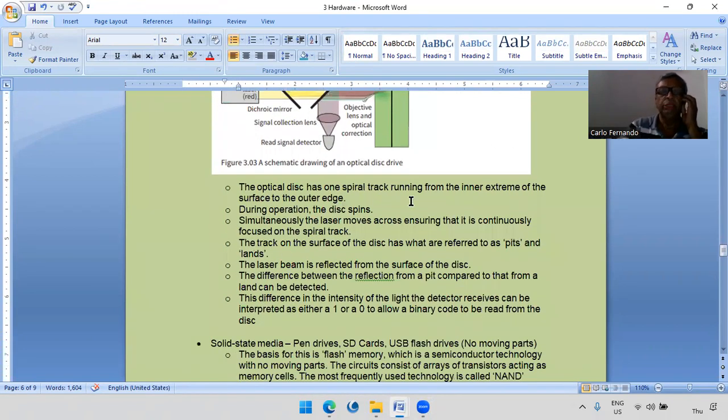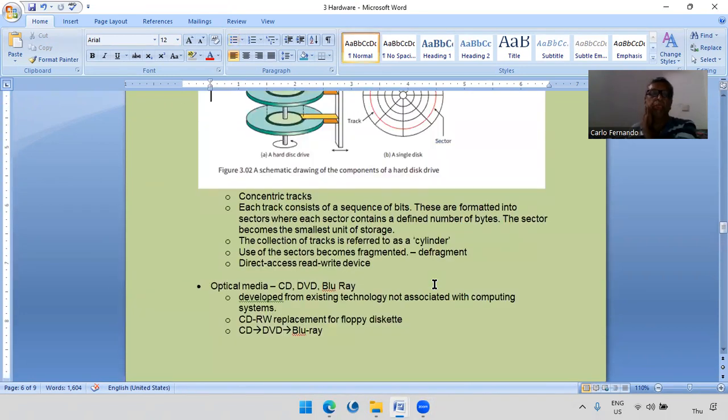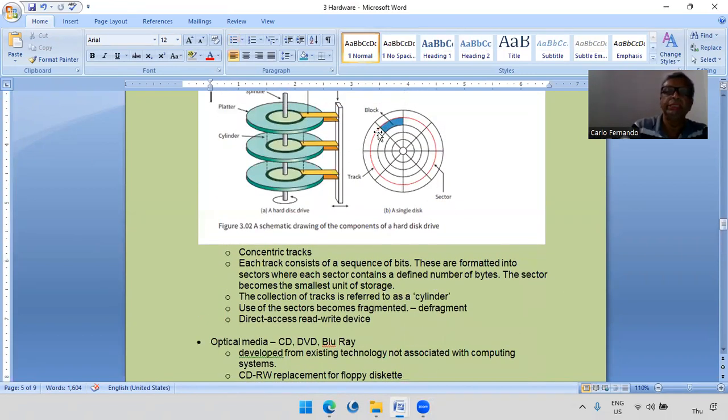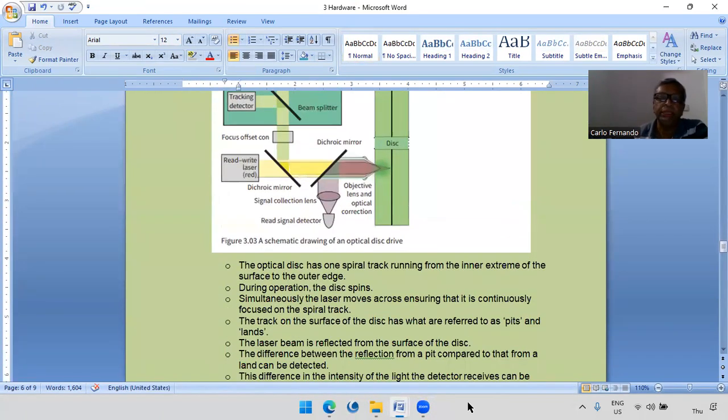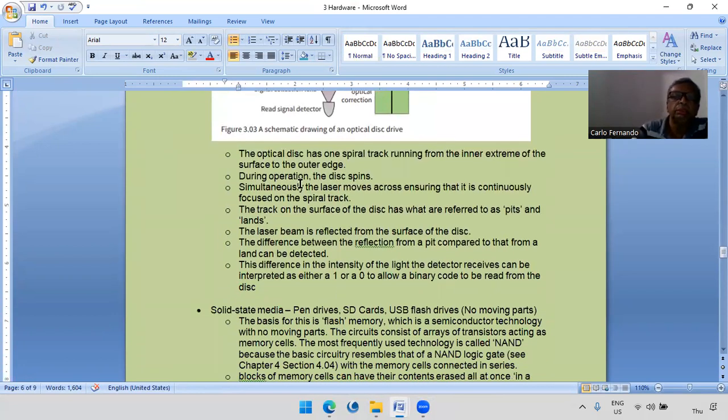The optical disk has one spiral track running from the inner extreme of the surface to the outer edge. So there is a difference from what we saw. That was concentric, with one center, but the CDs and DVDs have the spiral. Operation: the disk spins, that we know. Simultaneously, the laser moves across, ensuring that it is continuously focused on the spiral track. In the hard disk, the read-write head moves. Same way here, the laser moves across.